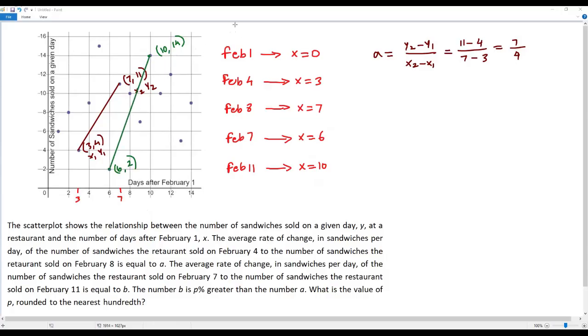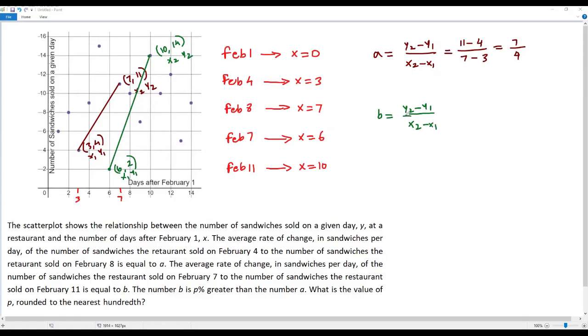Now, let me consider the information we have over here. That is, the average rate of change from February 7 to February 11 is B. Let me write over here. To get the average rate of change from February 7 to February 11, that's the value of B, I have to get the slope of the line segment over here. Here we have the two endpoints for this line segment. We can consider the first point as x1, y1 and the second point as x2, y2. Again, we can use the same formula to get the slope of a line segment, that is y2 negative y1 divided by x2 negative x1.